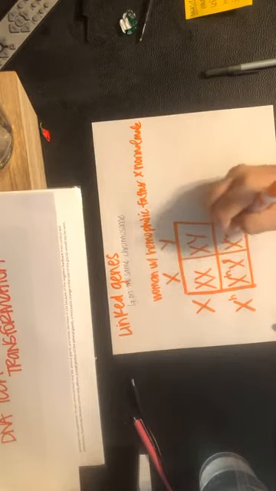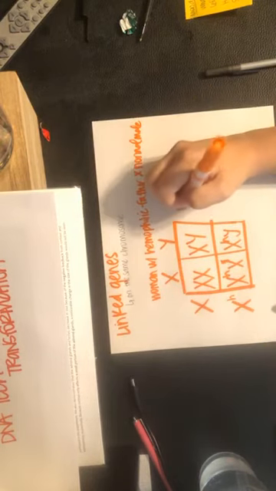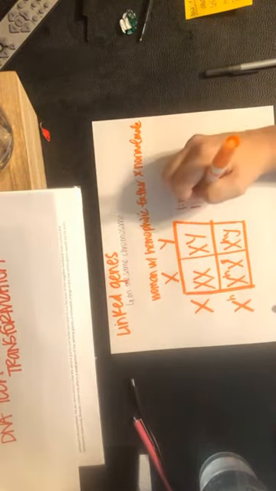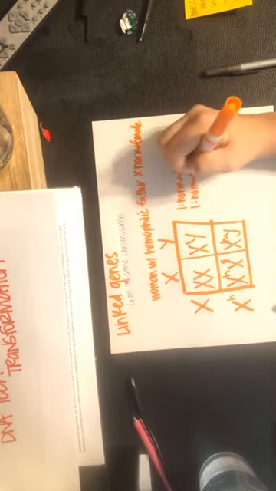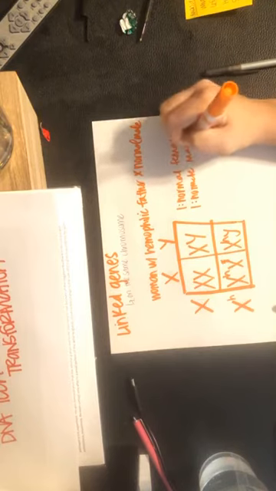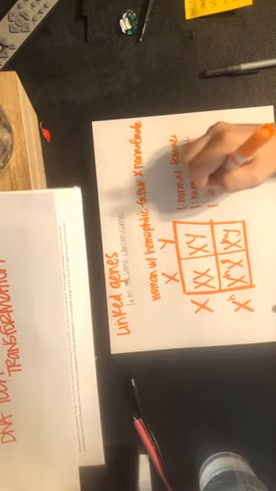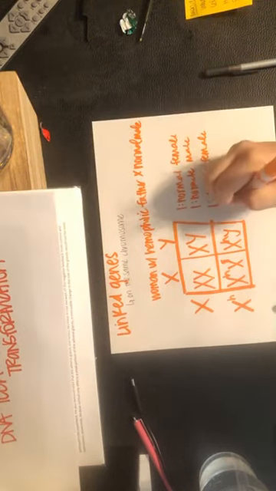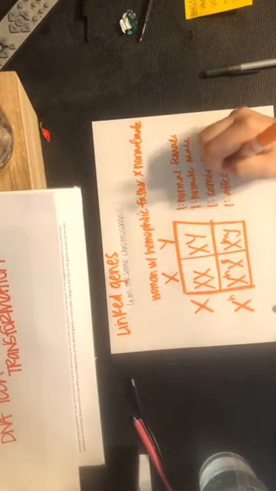So when we do that cross, you're going to find that we'll end up with 1 normal female. We'll have 1 normal male. We'll have 1 carrier female, like the way the mom was, and we'll have 1 affected male.